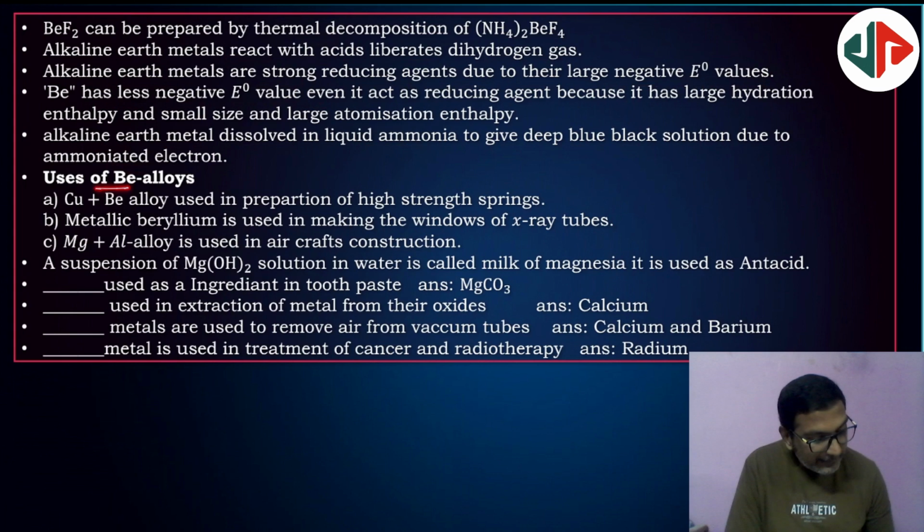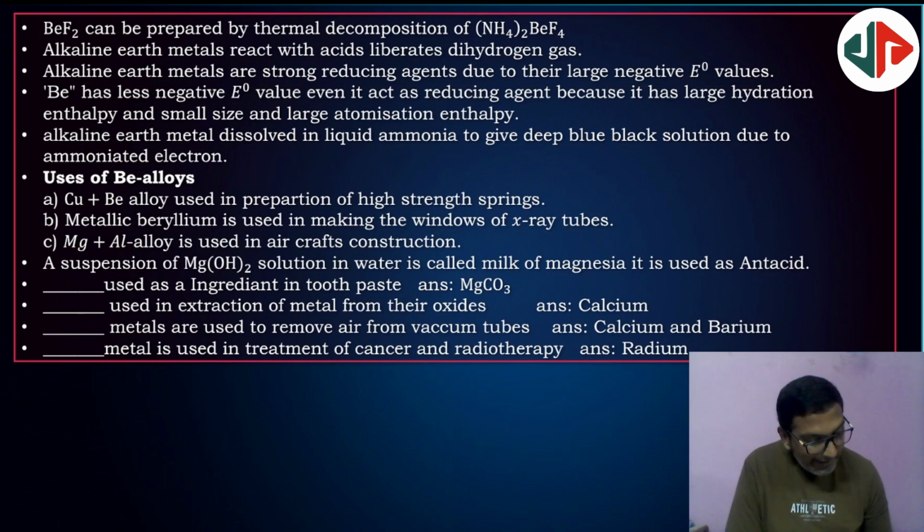Next, uses. Copper beryllium is used in preparation of high strength springs. Next, metallic beryllium is used in making windows of X-ray tubes. Magnesium-aluminum alloys are used in aircraft part construction. Next, suspension of magnesium hydroxide is known as milk of magnesia. Suspension of Mg(OH)2 in water is milk of magnesia. It is used as an antacid.